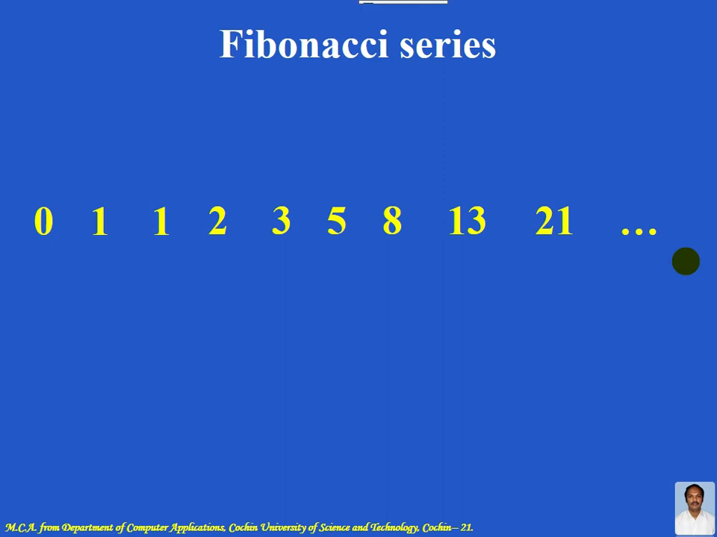The Fibonacci series. This series is known by the name Fibonacci series. The first term of the Fibonacci series is 0, the next term is 1, and the remaining terms are obtained like this. In order to get the third term, it is second term plus the first term. In order to get the fourth term, it is third term plus second term. So the first term of the Fibonacci series is always 0.